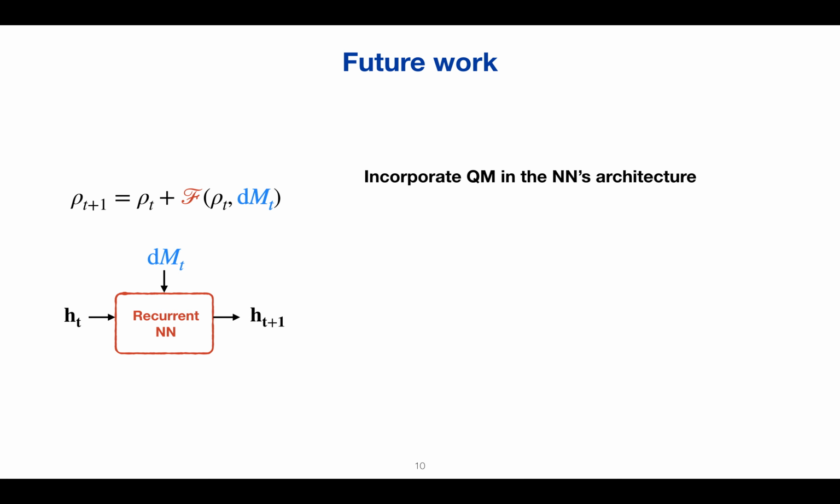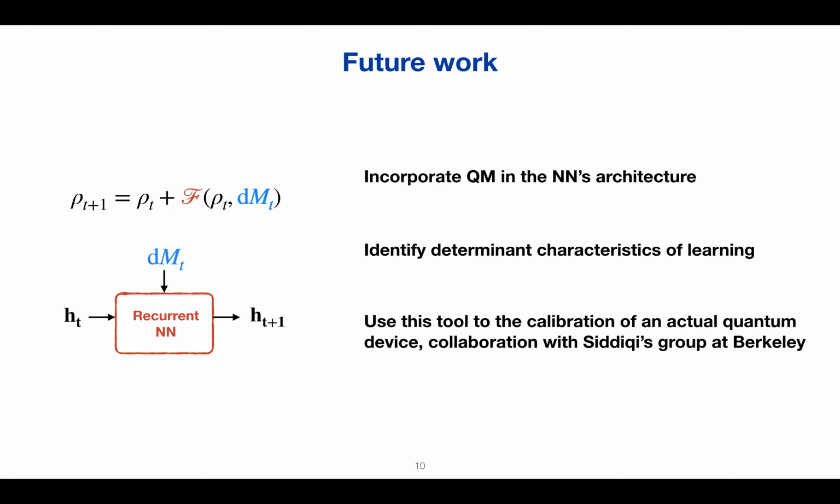We can also change the actual architecture of the recurrent neural network, which is essentially the way the different neurons in the network are connected together. The idea is to simplify the structure of the recurrent unit, that is quite complicated for an LSTM, and to give it the structure of a differential equation, which governs the underlying dynamics that we are trying to learn indirectly with the neural network. We then want to understand the determinant characteristics of the learning. And finally, we want to use this tool on quantum data coming from an actual quantum device in order to characterize it. And we are working with Siddiqi's group at Berkeley on that point.